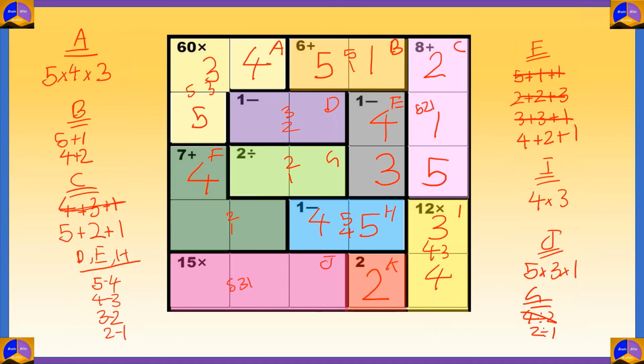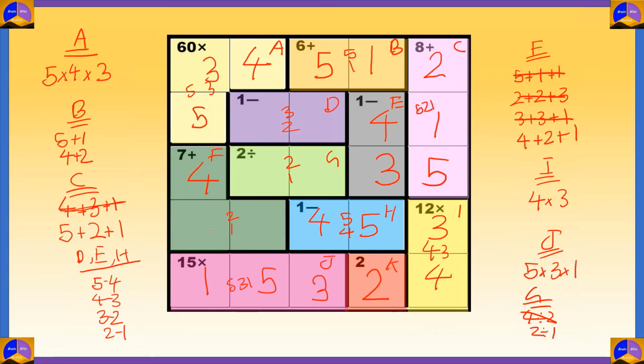Now, let's look at cage J. The numbers are 5, 3, and 1. Now, 5 can't come here or here as then it would be a repeat of 5 in the same column. So, 5 would come over here. Similarly, we can't use 3 over here as then it would be a repeat of 3 in the same column. So, we use 1 over here and 3 over here.